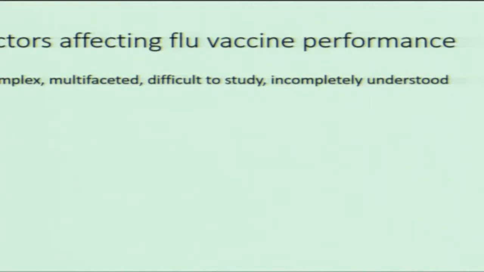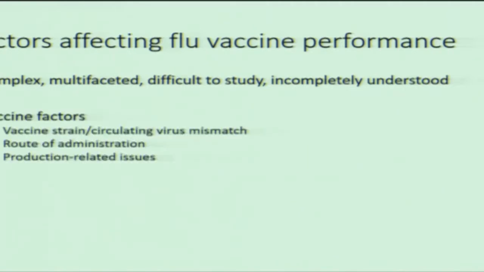But I just wanted to give you a flavor for some of the recent literature in this area because I think it's fascinating about how we think about influenza vaccine effectiveness studies going forward. So there are vaccine factors, for sure, things like whether the vaccine matches the strain that's in the community, how you give the vaccine, and then production-related issues. And I'm going to focus on this production-related issue as just one of the components of vaccine factors for this presentation. So in order to talk about that, I need to discuss how influenza vaccine is actually manufactured.